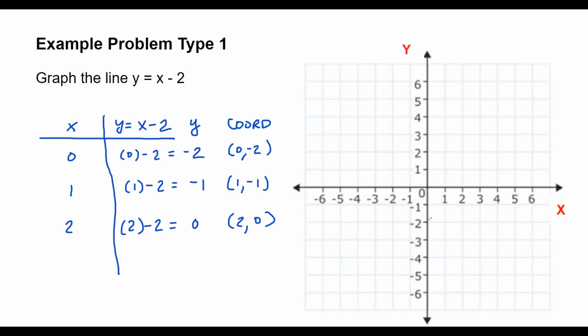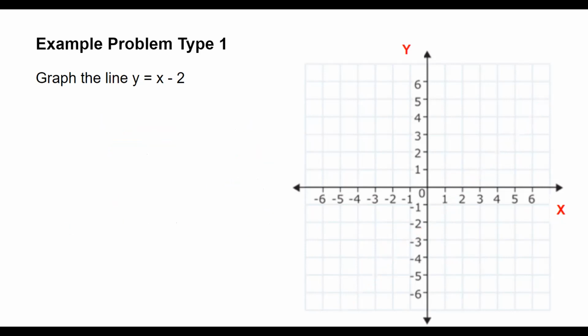0, negative 2, x is 0, y is -2. 1, -1 is right there. And 2, 0, x is 2, y is 0. It's right on the x-axis. And now we just draw our line. So this can be a little bit tricky. I'm trying to get the right location here, right between there. And that is what we were looking for. That is the line, y equals x minus 2.